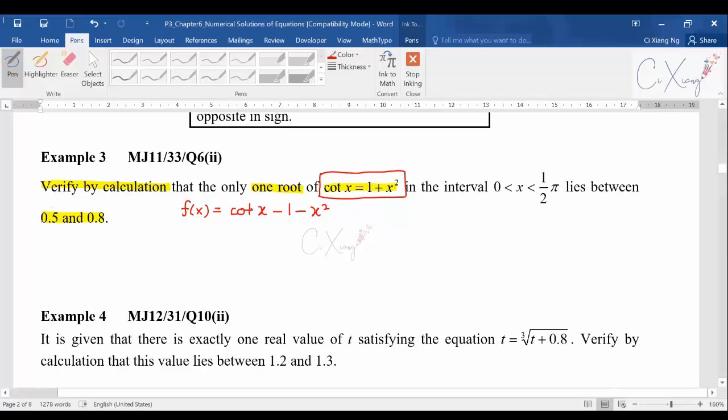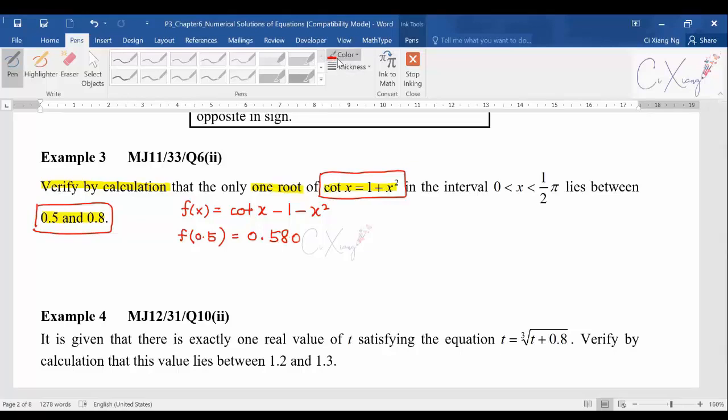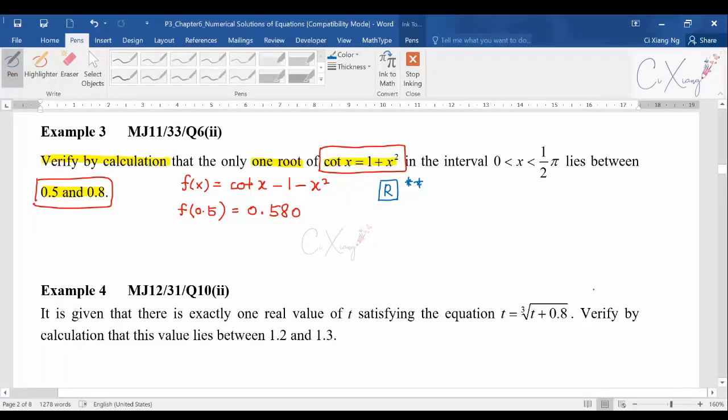Then after that, in this question they want you to verify that the root is between these two values. Very simple. You substitute 0.5 into your function, press the calculator, see the value that you get, and write it out. Usually I write it out to 3 significant figures. For this example, when I substitute 0.5, I get 0.580. You can try pressing the calculator: cot 0.5 minus 1 minus 0.5 squared. If you cannot get 0.580, you need to double check whether your calculator is in radian mode or not.